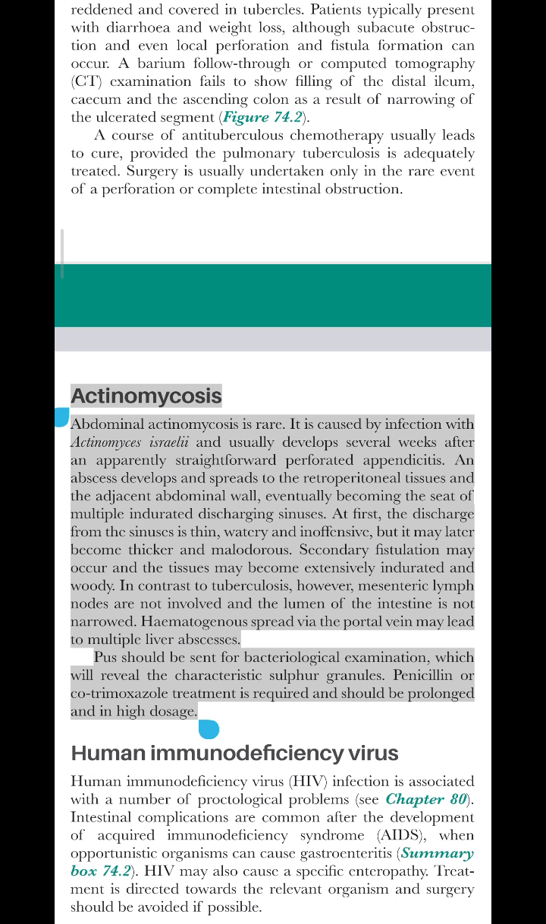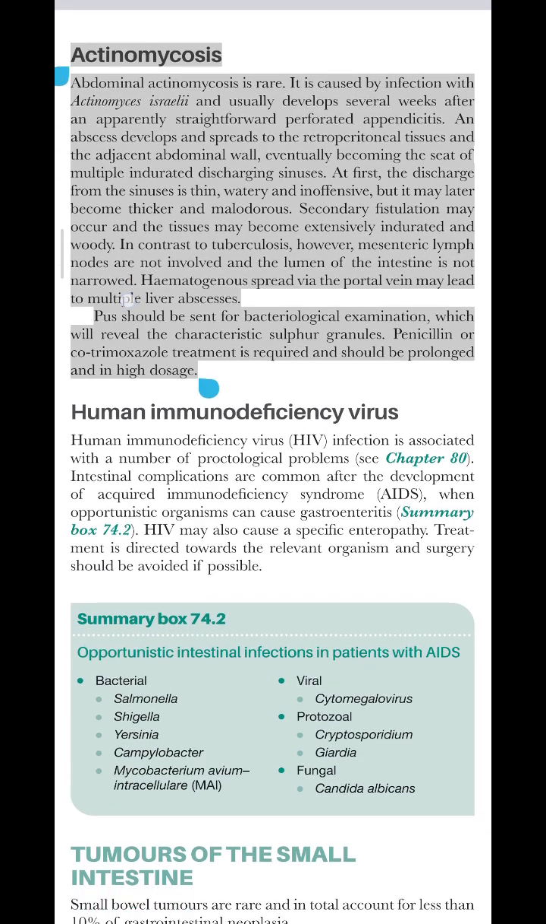In contrast to tuberculosis, however, mesenteric lymph nodes are not involved and the lumen of the intestine is not narrowed. Hematogenous spread via the portal vein may lead to multiple liver abscesses. Pus should be sent for bacteriological examination, which will reveal the characteristic sulfur granules. Penicillin or cotrimoxazole treatment is required and should be prolonged and in high dosage.